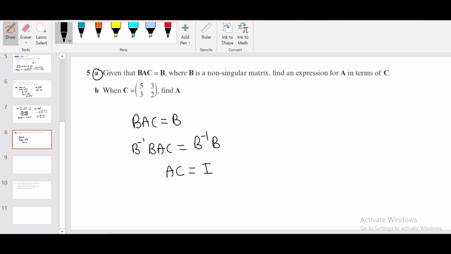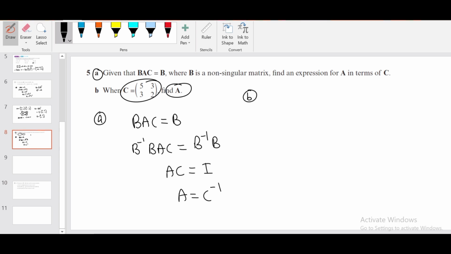Correct? Yeah. So definitely when you multiply your matrix, you can multiply both sides by C inverse. So you'll get A is equal to C inverse. Yeah, I got that as well. Okay. Now find A when C is this, using the same rule. So this is part A.